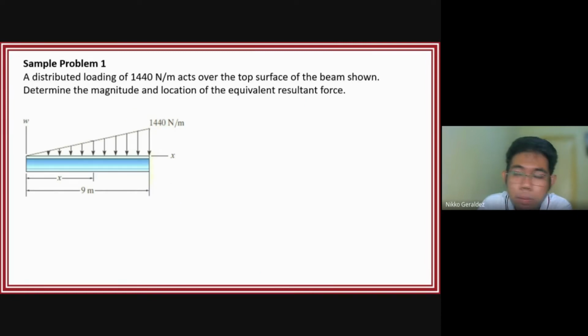So, sample problem number 1. A distributed loading of 1,440 Newton per meter acts over the top surface of the beam shown. Determine the magnitude and location of the equivalent resultant force. This is a triangular loading, so our formula for the resultant force is F sub R equal to 1/2 times W sub O times the length of the load. Upward positive, downward negative.